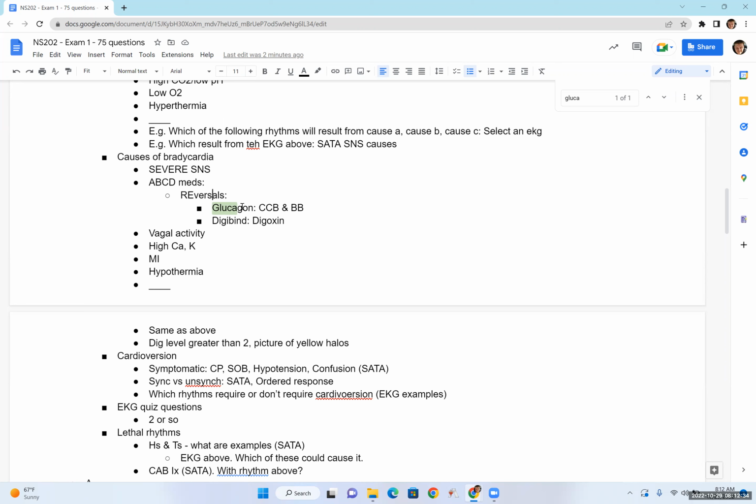And the AV node can peace out. It's like, you know what? SA node had a good thing. I have broken heart syndrome now. I'm peacing out, right? And now what's next? 20 to 40, right? You got idioventricular, right? And you need a pacemaker for that, right?